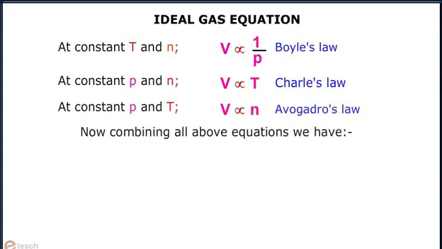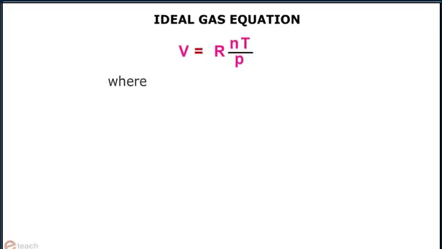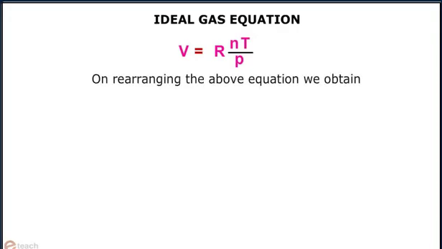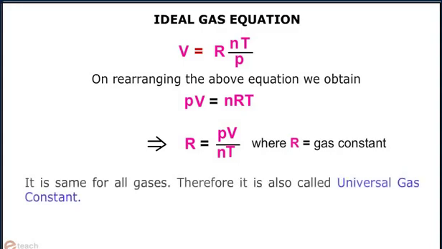Now, combining all the above equations, we have V is directly proportional to nT by P. This implies V equals R nT by P, where R is the proportionality constant. On rearranging the above equation, we obtain PV equals nRT. This implies R equals PV by nT. R is called the gas constant. It is the same for all gases. Therefore, it is also called the universal gas constant.